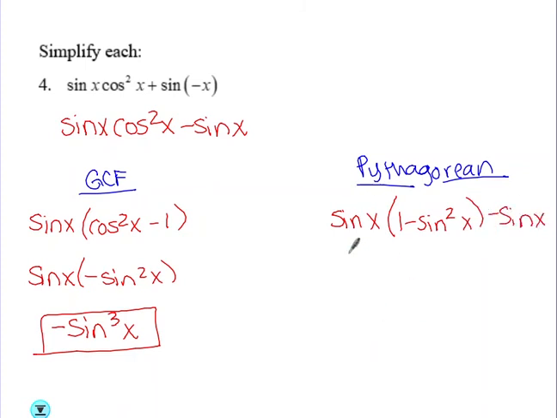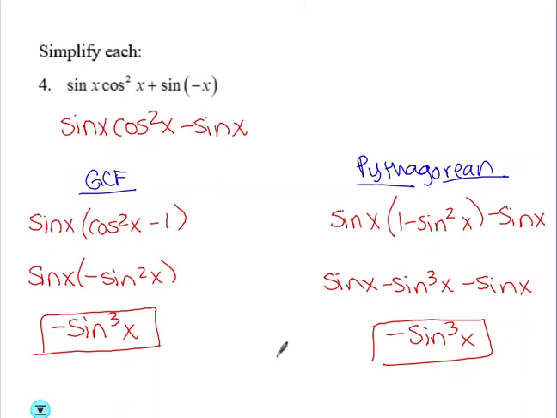So then we want to distribute. So we have sine of x minus sine cubed x minus sine x. The sine of x and negative sine of x cancel out, and we just have negative sine cubed of x. So you can see that you get the same answer regardless of what step you choose to do first. Whatever you see when you look at this problem, go ahead and do that first.